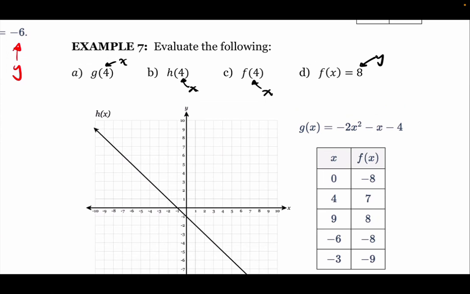Alrighty, guys. Okay, so A, they give us X. B, they give us X. C, they give us X. D, they gave us Y. Okay, so let's go through this one at a time. So letter A, G of 4. So I know 4 is X. Where is G? G is over here, right?